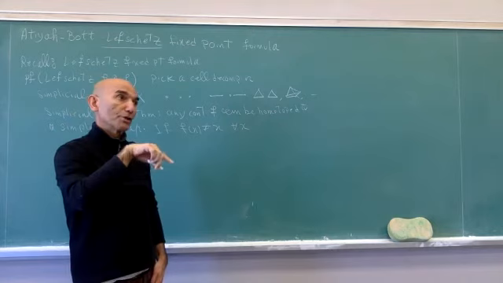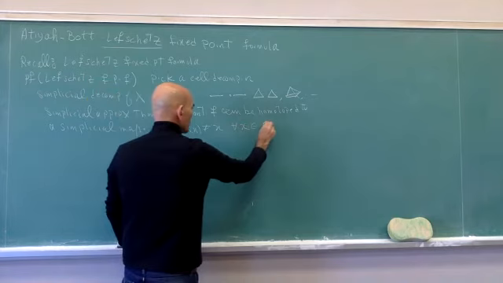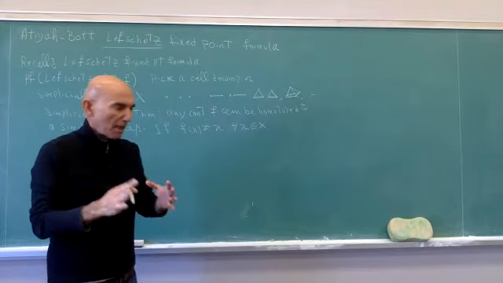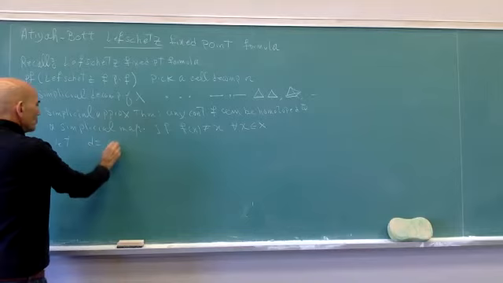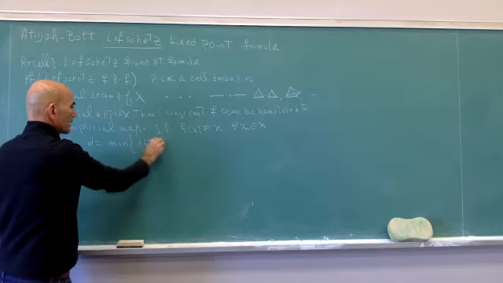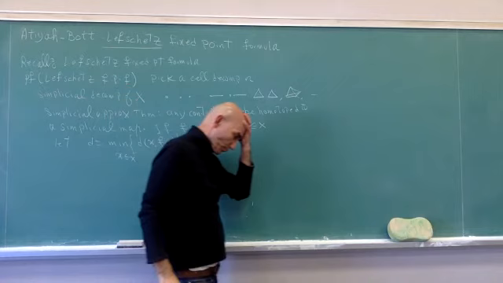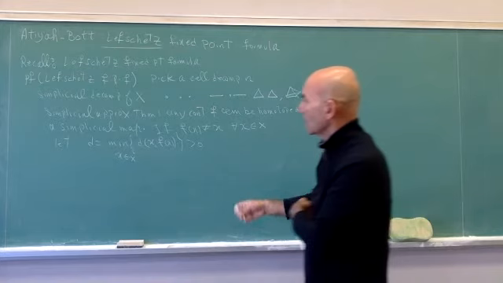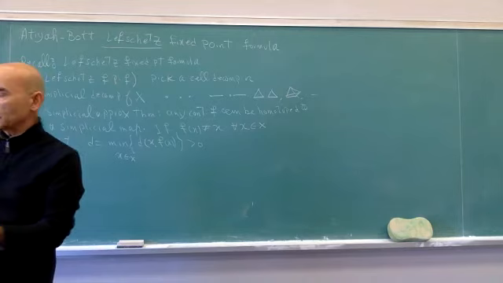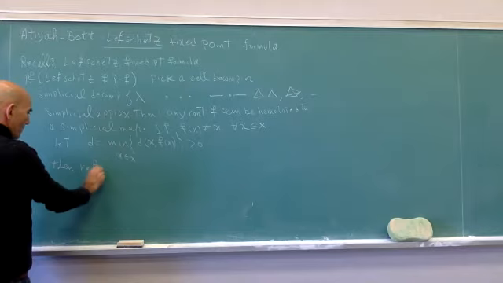If the map does not have a fixed point, f of x is different from x for all x belonging to X, then there is a minimum of the distance between x and f of x. So let d equal the minimum of the distance between x and f of x, minimum of these numbers, x belonging to X. So this d is positive. Okay. So then what you can do, you can actually go into a finer simplicial decomposition, then refine your simplicial decomposition.